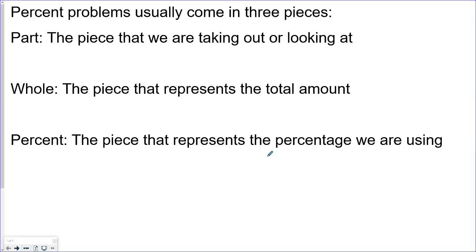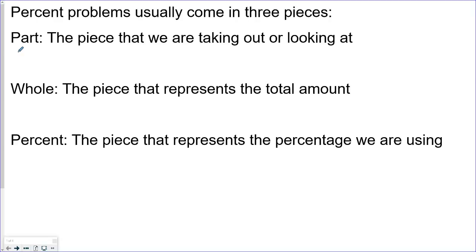So to solve percent problems, we usually break it down into three pieces. Every percent problem has three pieces to it that we're going to be looking at. We have the part, which is usually the smaller piece that we're taking out or that we're looking at. So if we're trying to gauge the percent of fish with blue scales, well, the amount of fish with blue scales would be our part, because that's the piece that we're looking at or analyzing, or kind of separating off from the rest.